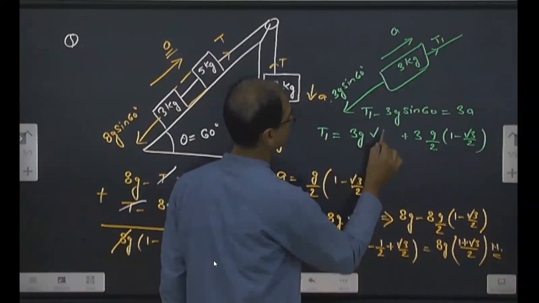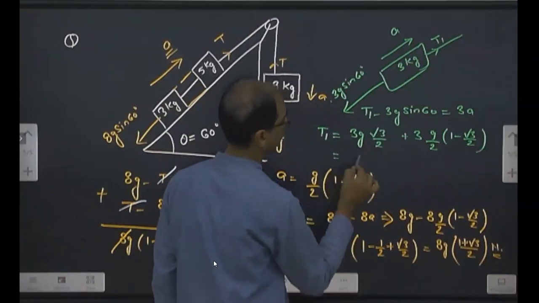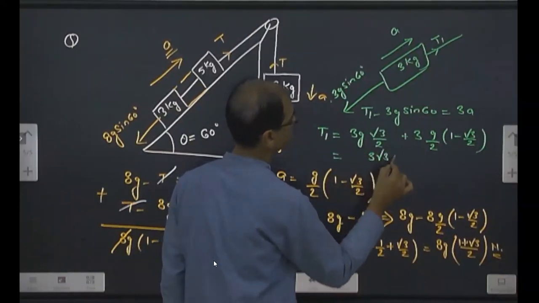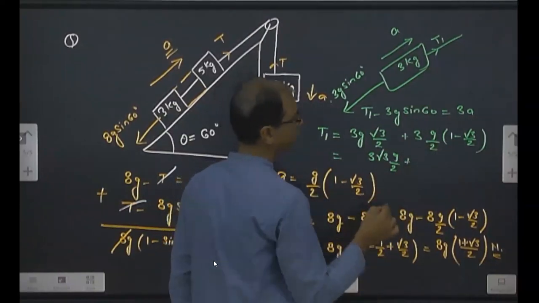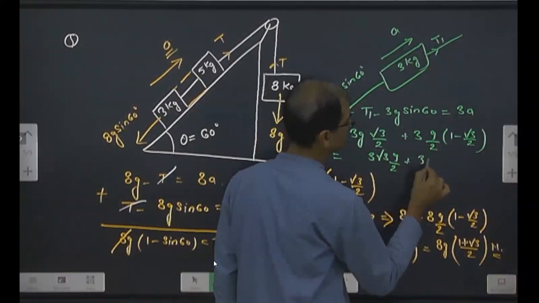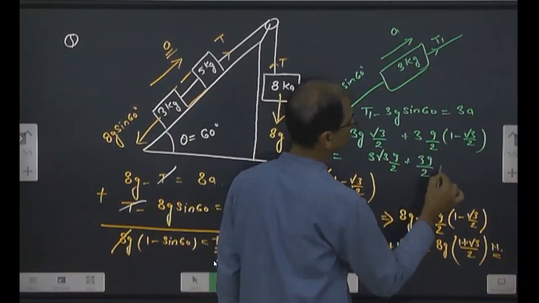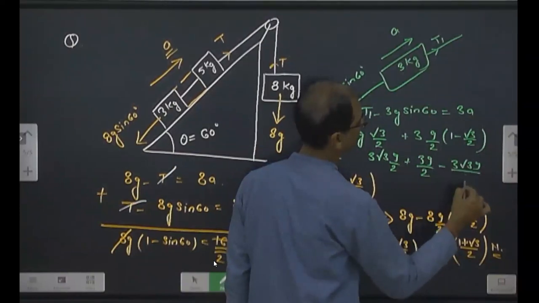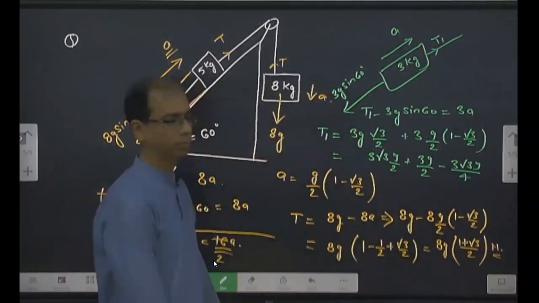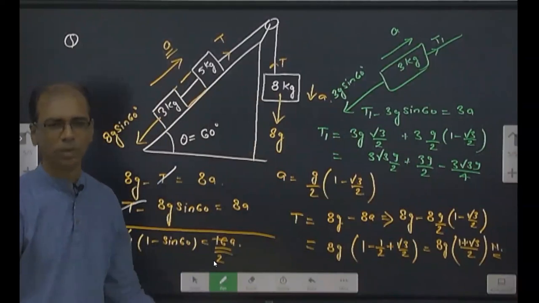So root 3 by 2. Now solve. Now this is 3 root 3 g by 2. Multiply this inside. Okay. 3g by 2 minus 3 root 3 g by 4. You got the answer. Okay.